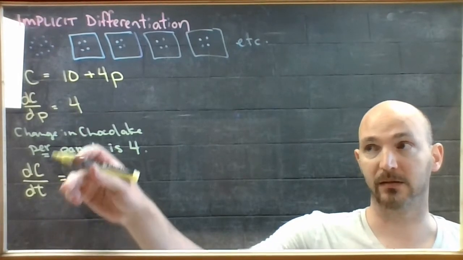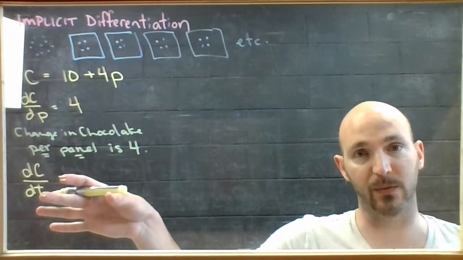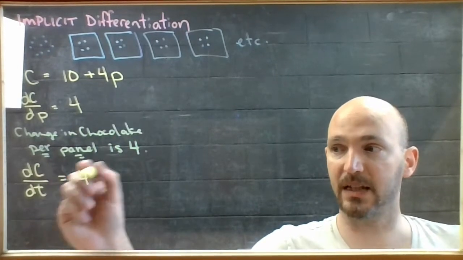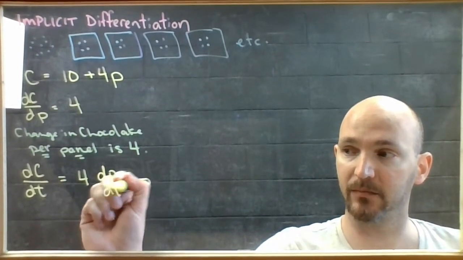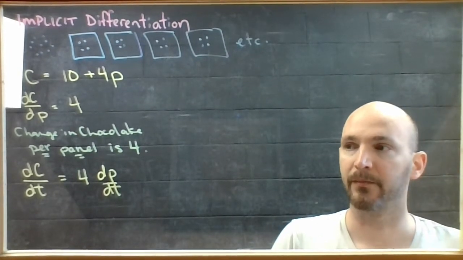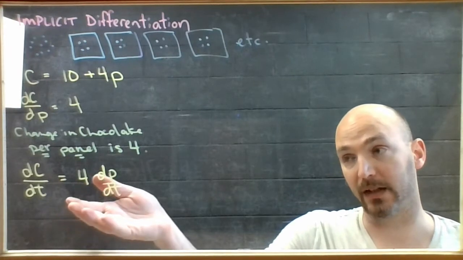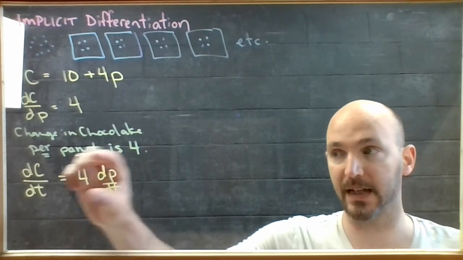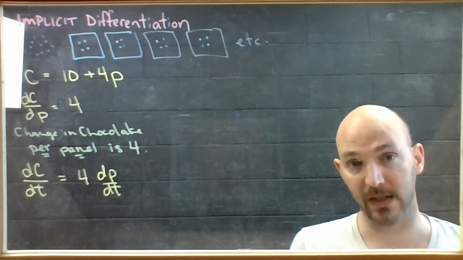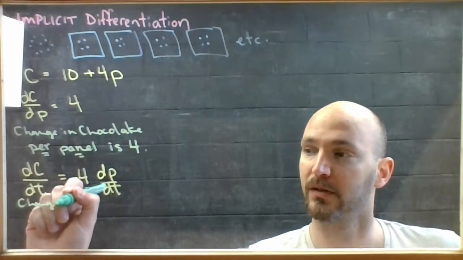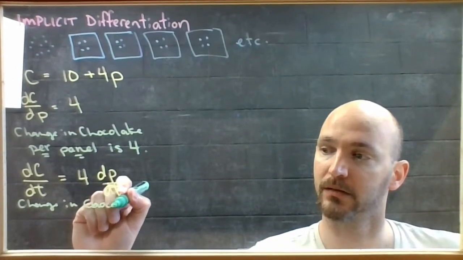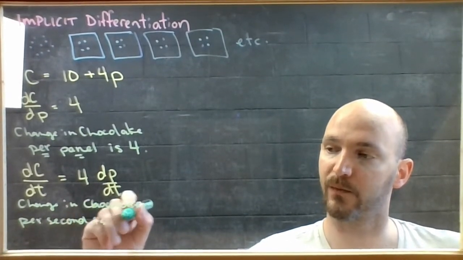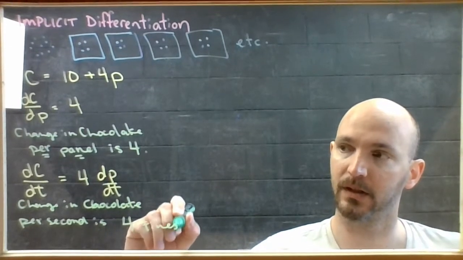If I do that, the derivative of 10 is gone, so I don't have to worry about it. The derivative of 4p is 4, but p is not t, so I have dp dt. So I just took the derivative of this c equation by time instead of p, just like I did in the last two examples, and I get an expression like this. If I wrote this in English, it would say the change in chocolate per second is 4 times dp dt.